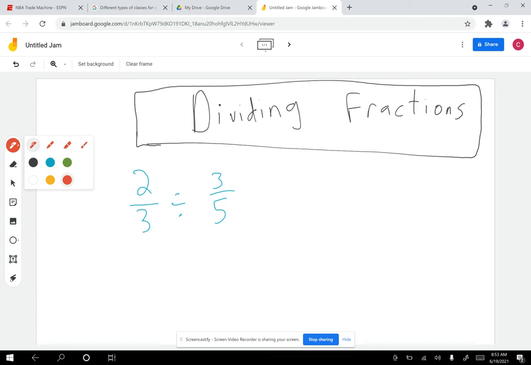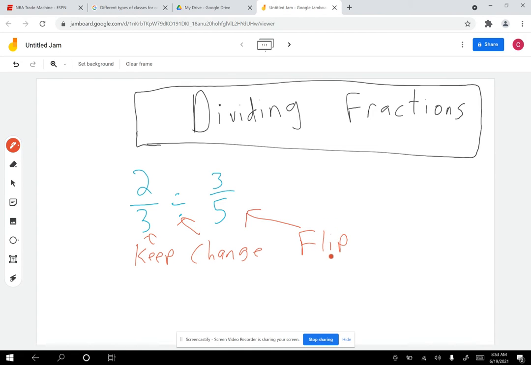It's going to be keep, change, flip, otherwise called KCF. What this allows us to do is, instead of dividing two fractions, we're going to multiply the reciprocal. What does that mean? I'll show you.